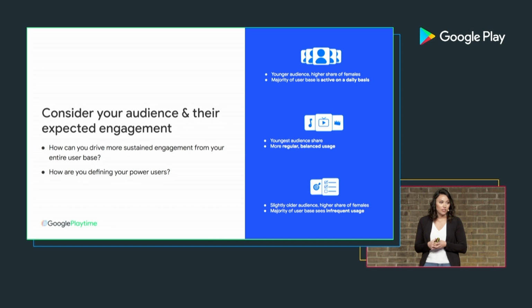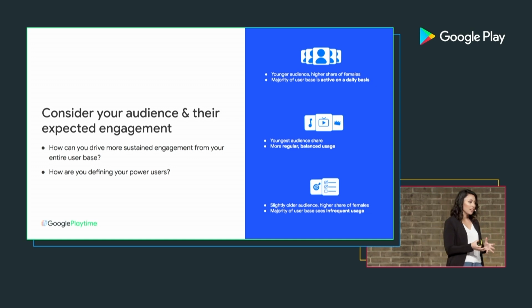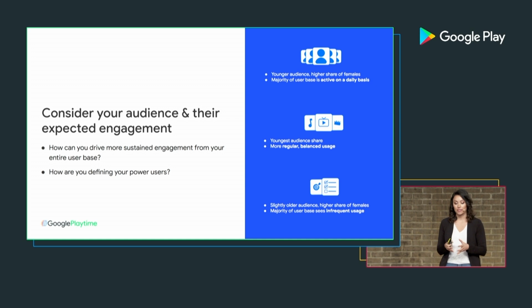So to summarize what we've learned from our entire user base, you want to make sure that you're considering who your target audience is on Google Play and what their expected engagement is. If your audience is different than what we covered today, maybe there's an opportunity to test your Google Play Store listing in order to expand the audience that you're reaching. And you really want to think through how your user engagement maps to your users' motivations and if there's any factors that are naturally impacting it.